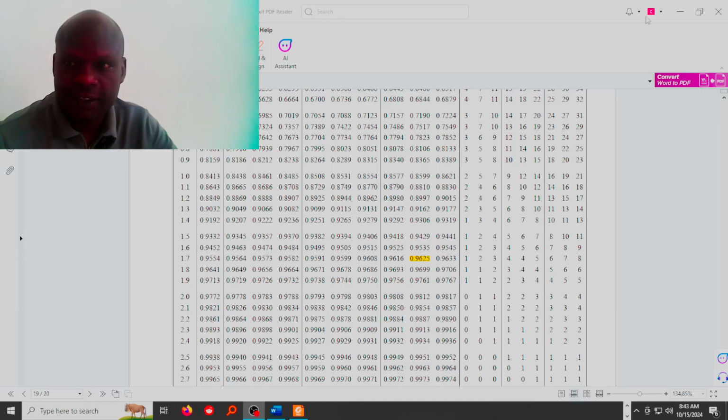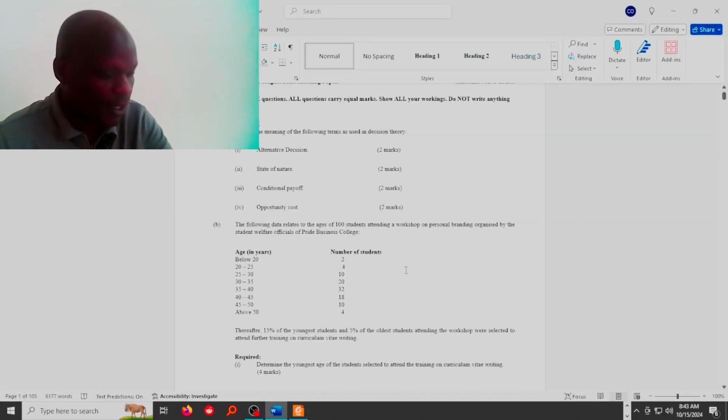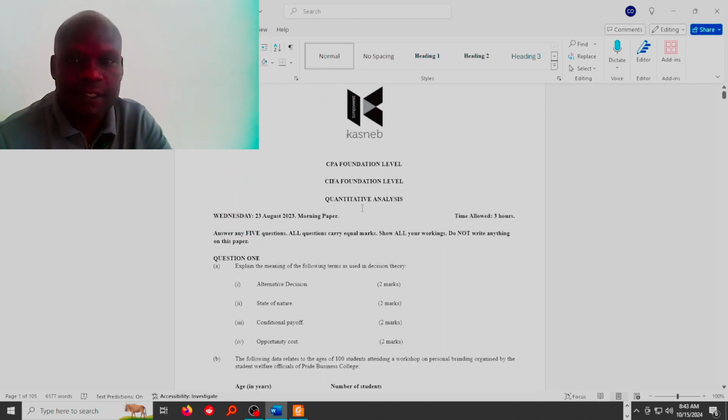Hello candidates. Today I want us to go through a question which was done on 23rd of August 2023, and the paper is Quantitative Analysis of CPA foundation level and SAFER foundation level.